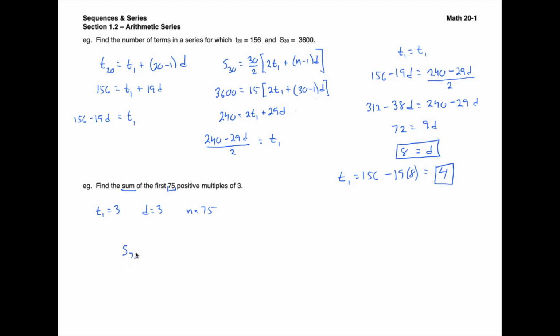So S75, and that'll be 75 over 2, so always that n over 2. Now because I know my d value and my t1, I'll use that 2 times t1 equation. So 2 times that t1 of 3 plus n minus 1, so 75 minus 1, and then times that d value of positive 3. And so S75, when I put all of those values in, will end up being 8,550.